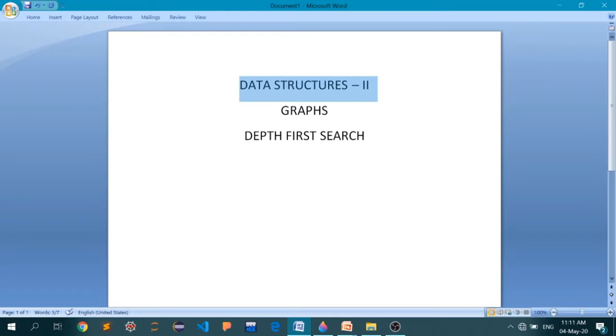And in the series of lectures for this particular subject, we are discussing a broad topic called graphs. Now, yesterday in the last lecture, we discussed a technique to traverse the whole structure called breadth first search. And now in this lecture, we are going to discuss a different technique to traverse the whole structure called depth first search. So now let's start.